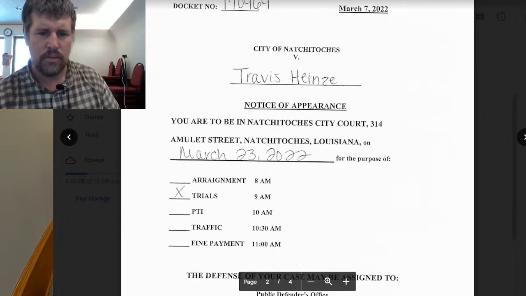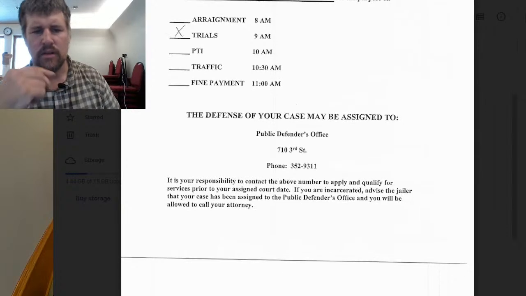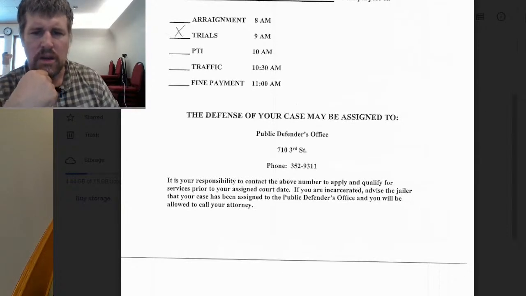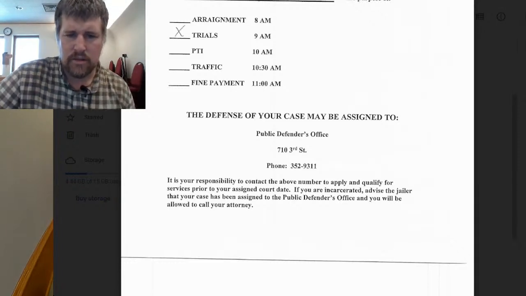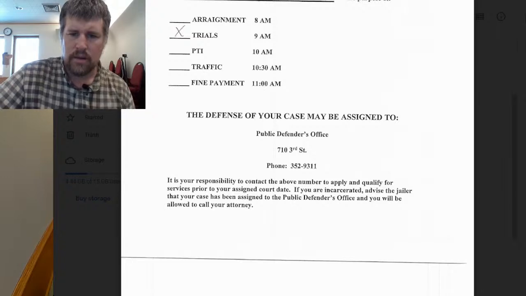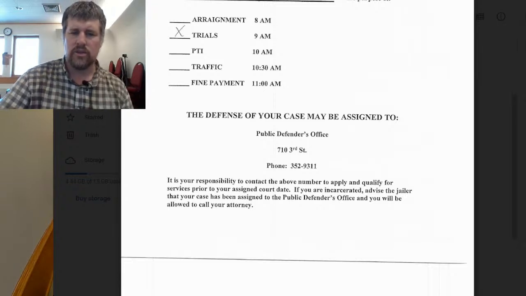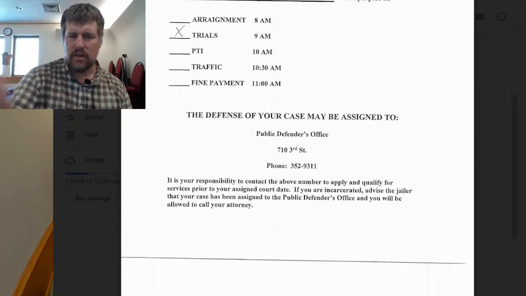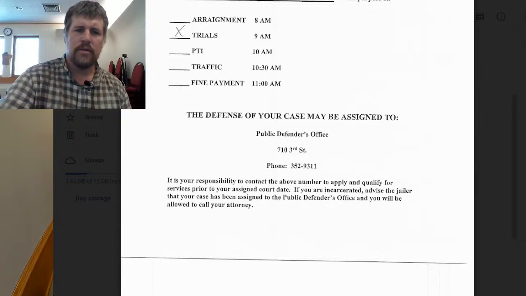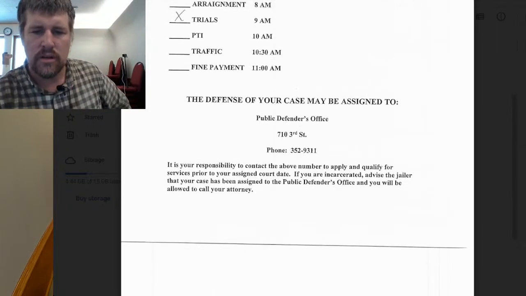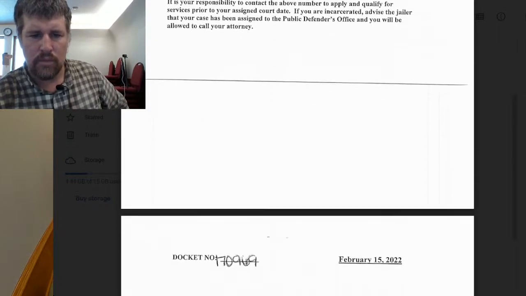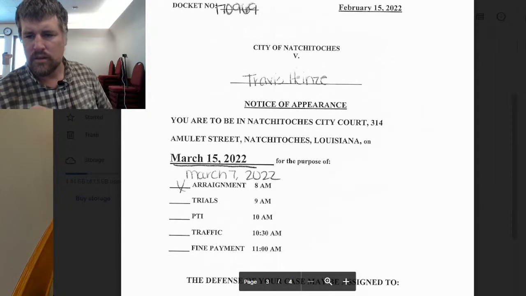So I have this piece of paperwork. Did I overlook that? The defense of your case may be assigned. It's not "shall be assigned." And they're saying it is my responsibility to contact the above number to apply and qualify for services prior to my assigned court dates. If I am incarcerated, advise the jailer that my case has been assigned to the public defender and I will be allowed to call my attorney. So, yeah, they want to say that it's my responsibility to do all the contacting, but it's a guaranteed right. It's not a privilege having an attorney to help represent me. It's not a privilege. It's a right.